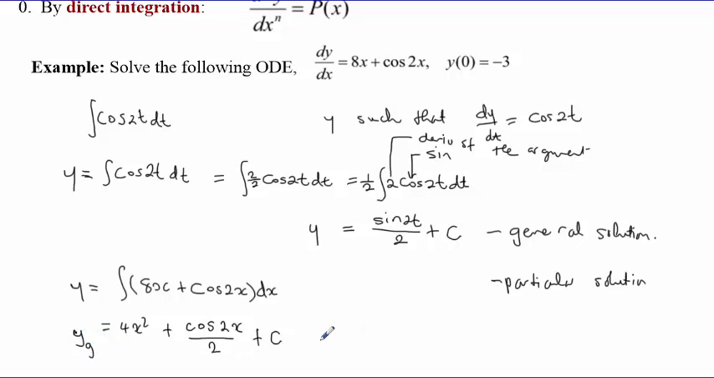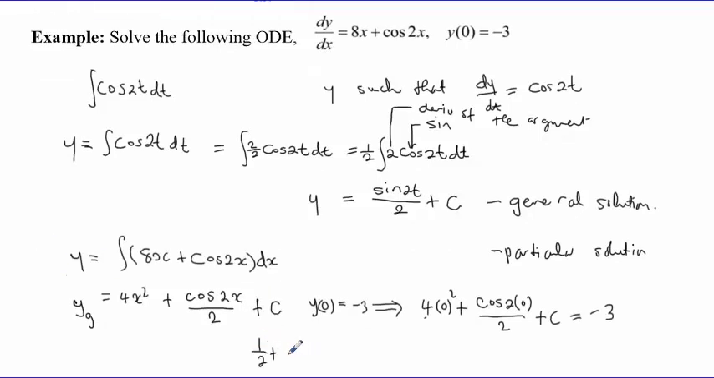Then this is our general solution, and we can write here yg just to indicate that this is our general solution. Now, taking into account this condition here, we say y at 0 equals minus 3. This implies that if you evaluate this function at 4 times 0 squared plus cosine of 2 times 0 all over 2 plus c, we would get minus 3. We can see that we've generated an equation which has c as an unknown. But this is 0 and this will be 1 over 2, which is half. Then we have half plus c equals minus 3.